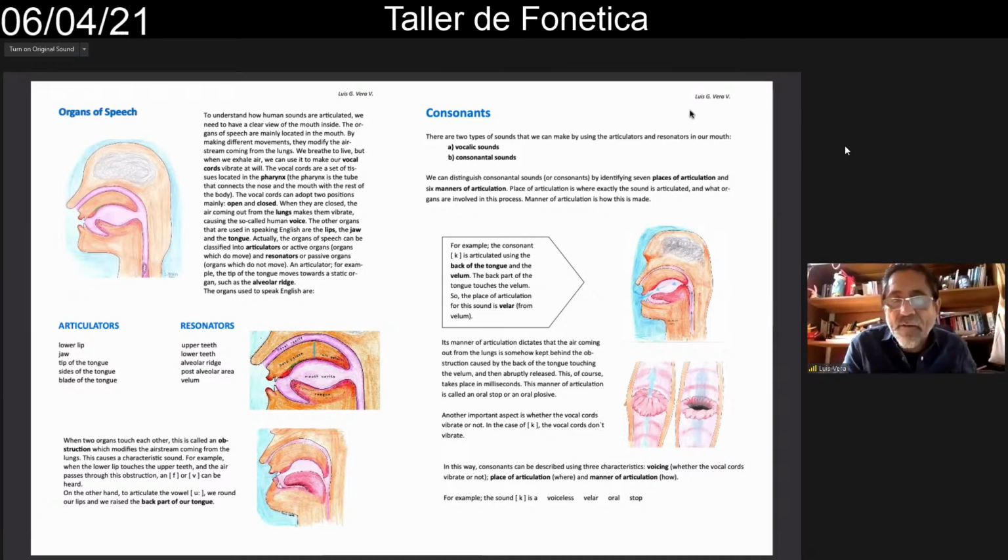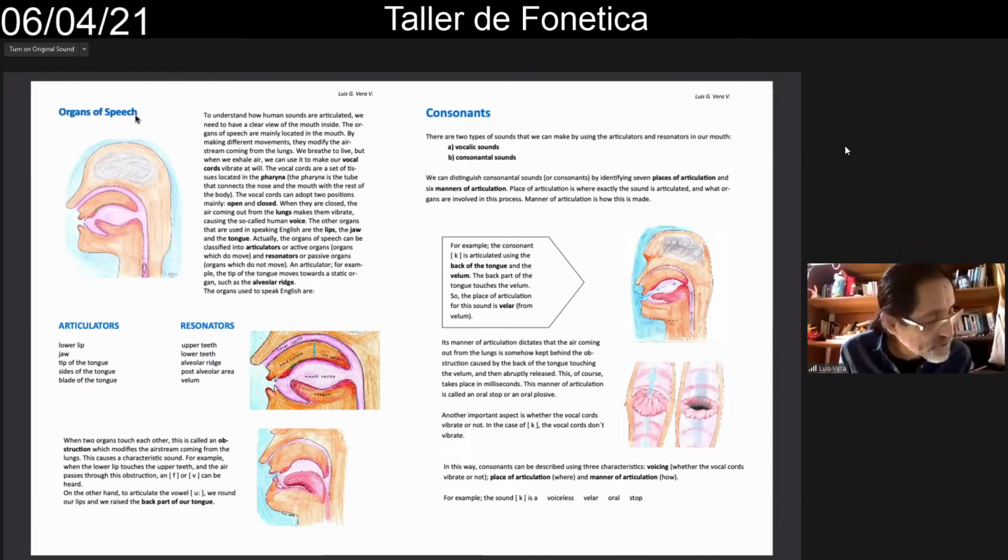Okay. Let's see first what consonants are. There are two types of sounds that we can make by using the articulators and resonators in our mouth: A, vocalic sounds, and B, consonantal sounds. Now you will understand this. We can distinguish consonantal sounds or consonants by identifying 7 places of articulation and 6 manners of articulation.